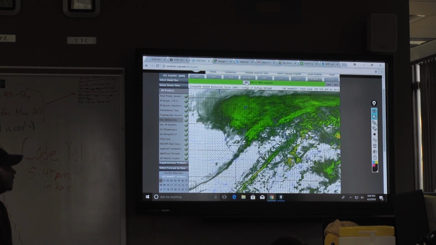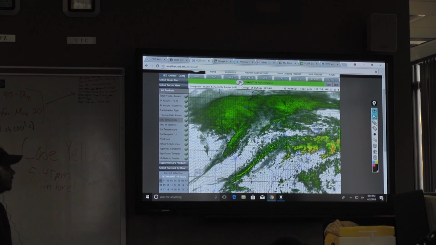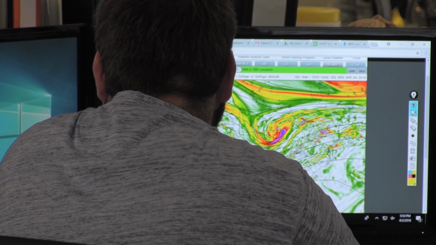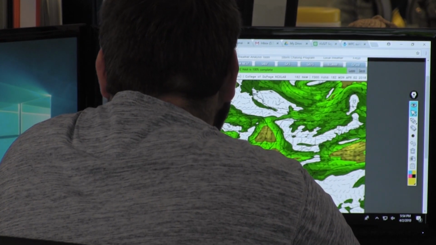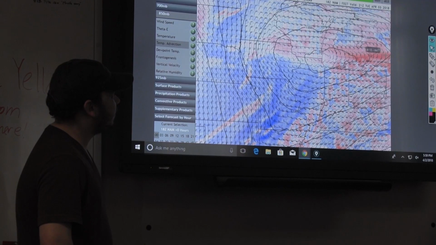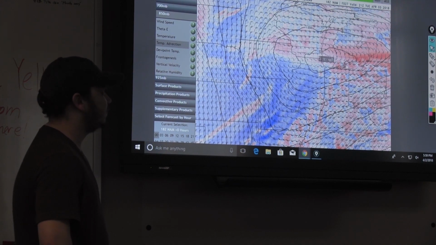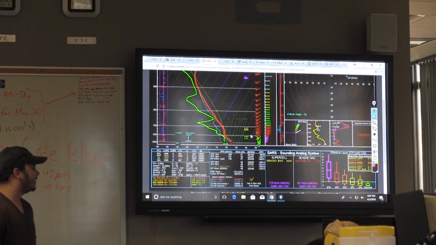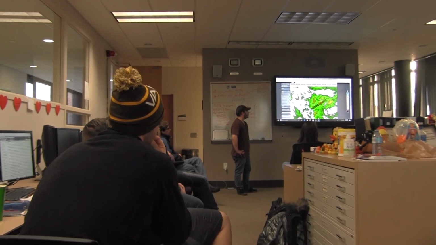This is 17Z. This is the prefrontal stuff I think we'd be looking at. Right along the front, you can see it's advecting. CVA is cyclonic vorticity advection. Do people know what vorticity is? Yeah. Once the squall line moves through, everything's done.